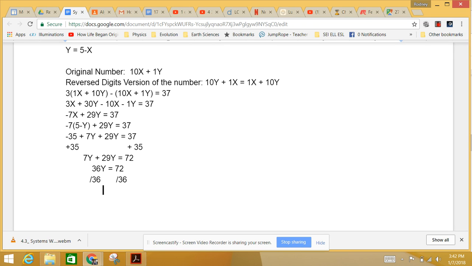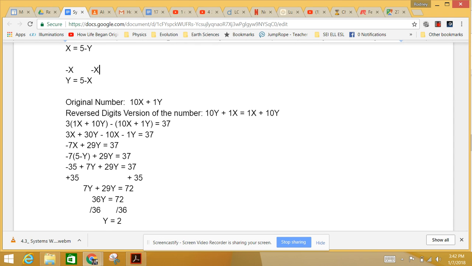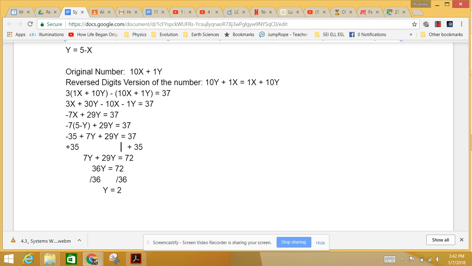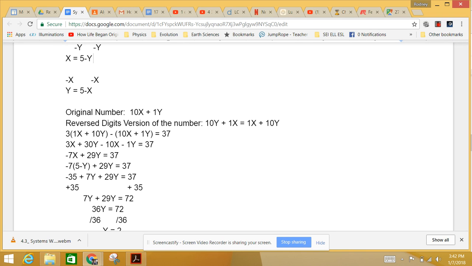And 72 is twice 36, so y equals 2. So now I have the ones place of my number. All right, so if we go back to our original situation, I know that now y equals 2, so I can go back here and figure out what x is.